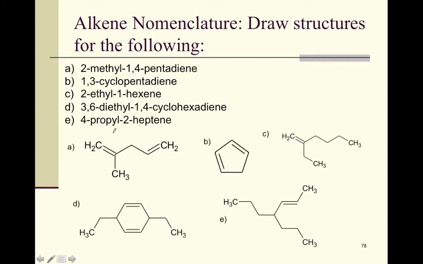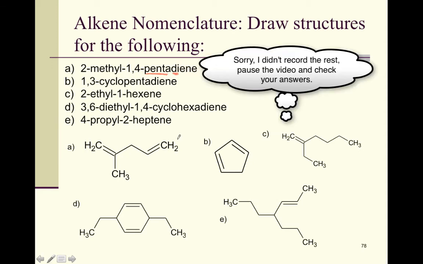So I wanted to give you more practice plus have you see some line structures and see how they compare. Diene means I have 2 double bonds on a parent chain of 5. There's no cyclo, so there's no ring. They live on 1 and 4. So I have 1, 2, 3, 4, 2-methyl 1,4-pentadiene.